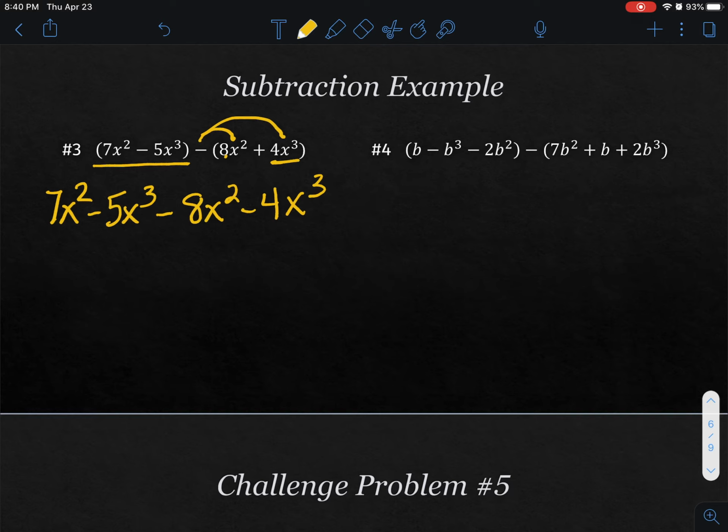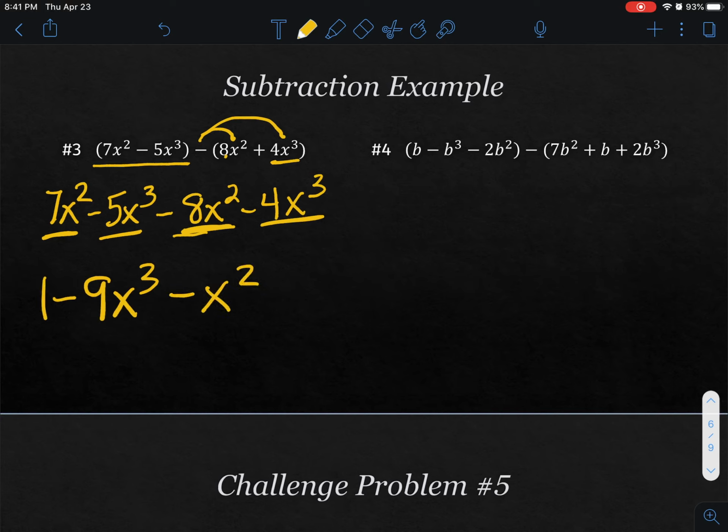So now we're just going to add our like terms together. I'm going to start with the terms that have the degree of 3. So negative 5x cubed plus negative 4x cubed would give me negative 9x cubed. And then I'm going to add my terms that have x squared. And so 7x squared and negative 8x squared would give me negative 1x squared, so minus x squared. And that's my answer for number 3.